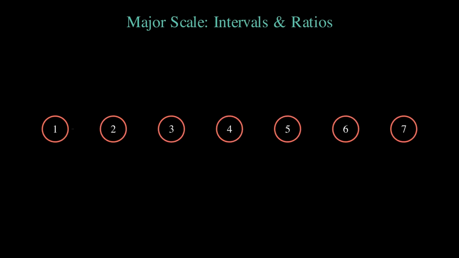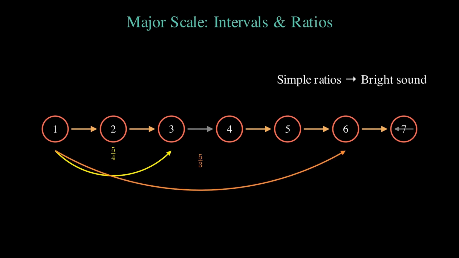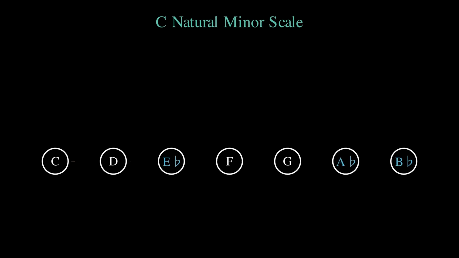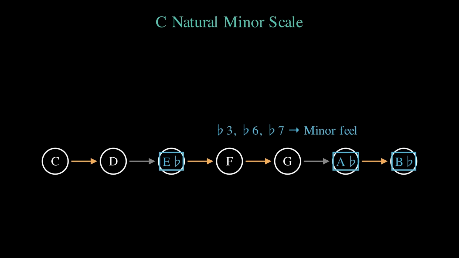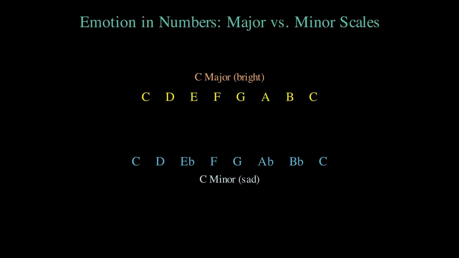A major scale follows a specific pattern of whole and half steps between the notes. This pattern creates intervals that include major thirds and major sixths, which mathematically are simple frequency ratios, giving the scale a bright, stable, and uplifting sound. A minor scale, on the other hand, slightly tweaks this pattern. This subtle shift alters some key intervals. Most notably, the third note of the scale becomes a minor third. From a mathematical point of view, it's these specific frequency ratios, how notes interact harmonically, that shape the emotional color.